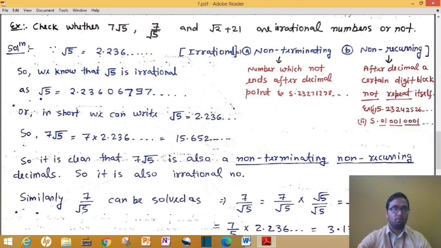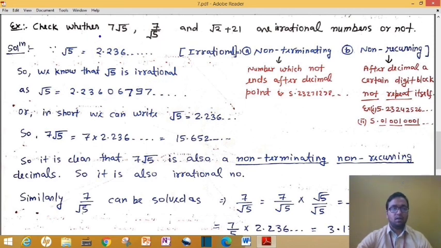Like we have root 5 over here. In root 5 also you will observe that this number never terminates. It keeps on going like this. Okay, and moreover there is no particular number which is repeating itself. Okay, you will not find any pattern. So such numbers are called irrational numbers.